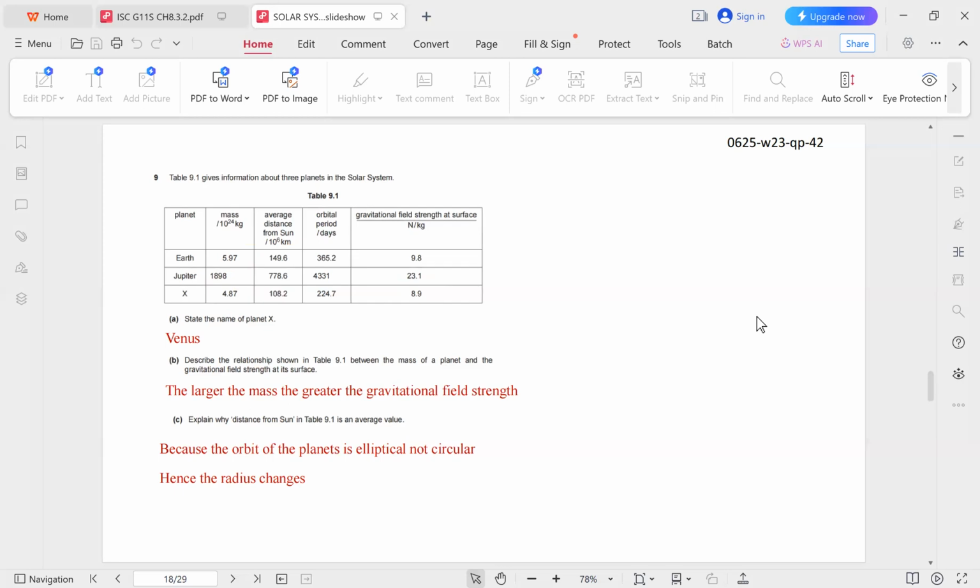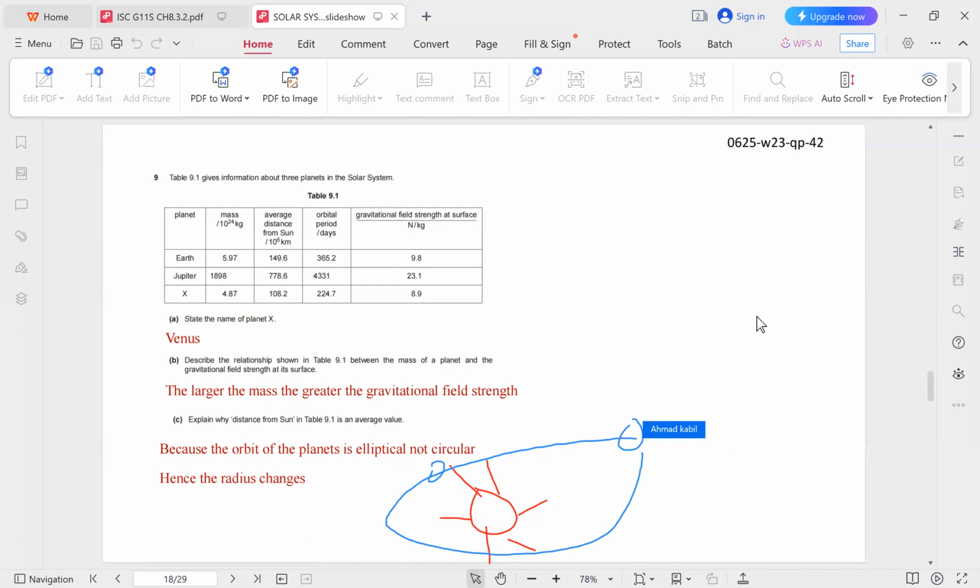Explain why distance from the Sun is an average value. This is because the orbit of the planets is not exactly circular. It's maybe approximately circular at some points, but it's mostly elliptical. And because it's elliptical, the radius is not the same. So for example, if this is the Sun here, one planet may revolve on this path. So of course here it's very close to the Sun, whereas here it's farther away.